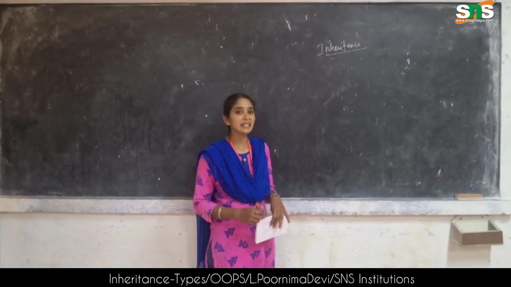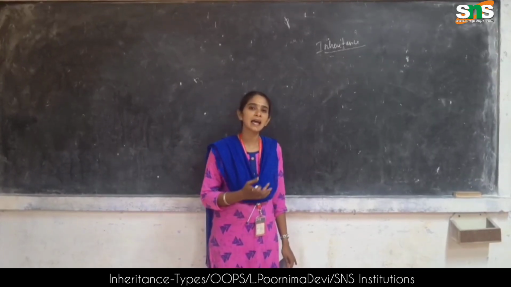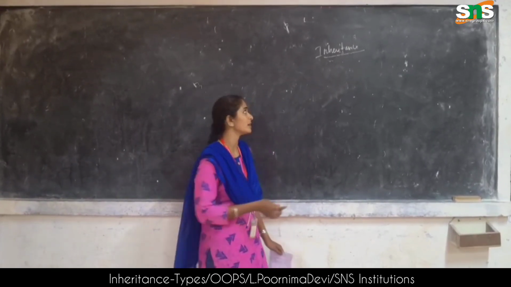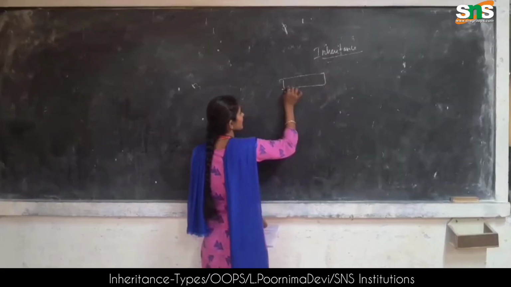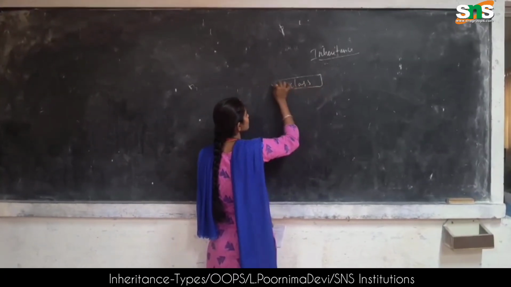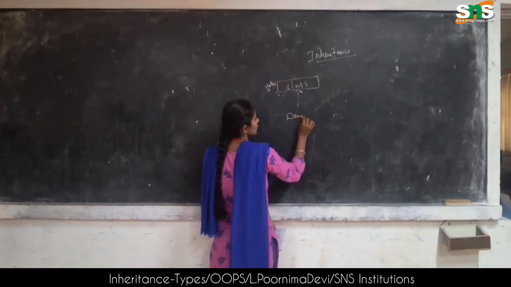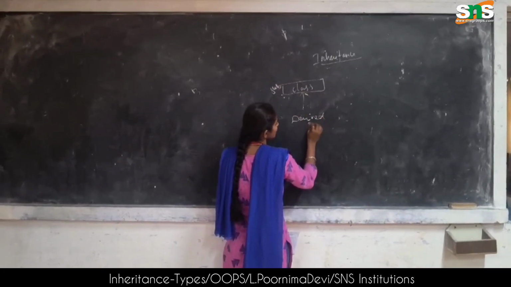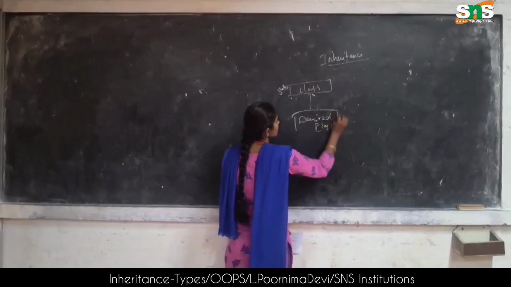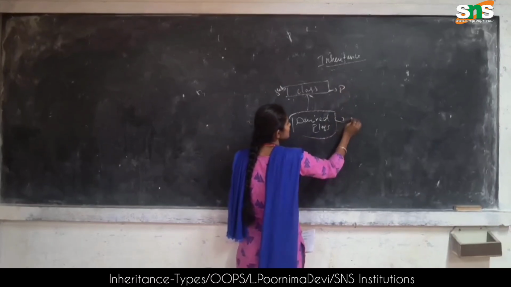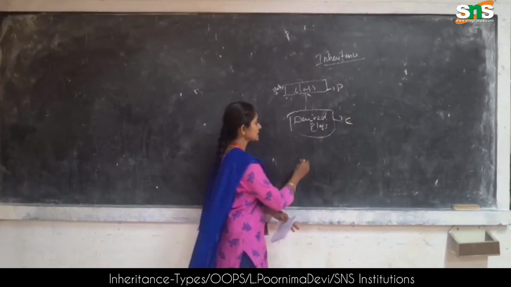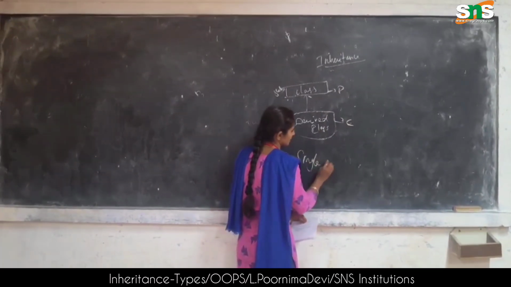So there are three types: single inheritance, hierarchical inheritance and multi-level inheritance. Single inheritance means, so that is class 1, the parent class, and this is the subclass, which is the derived class. So this is the parent class and this is the child class. So this is single inheritance.